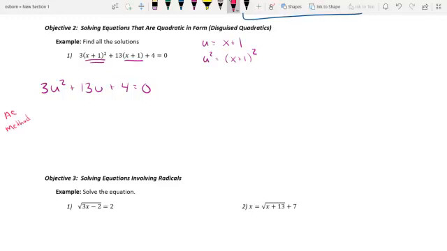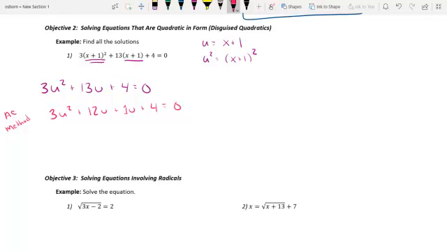So you're going to look for two numbers that multiply to give you the product of 3 times 4, so 12, and add up to give you 13. So that would be 12 and 1. So I can rewrite this as 3u squared plus 12u plus 1u plus 4 is equal to 0. Now you don't have to put the 1 in front of the u, but I just wanted to make it extra clear that the 12u plus the 1u gives you the 13u.